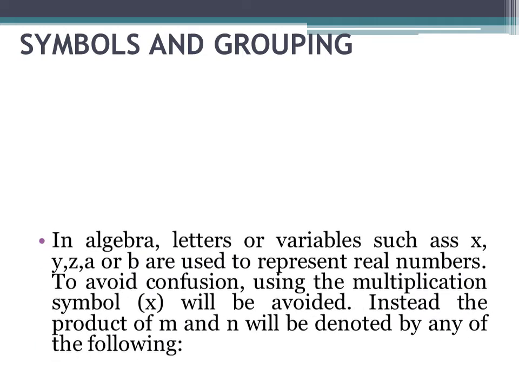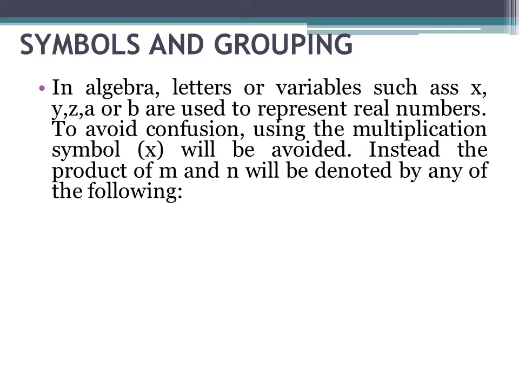Symbols and grouping. In algebra, letters or variables such as x, y, z, a, or b are used to represent real numbers. To avoid confusion, using the multiplication symbol x will be avoided. Instead, the product of m and n will be denoted by any of the following: simply m n, or m dot n, or m in parentheses followed by n in parentheses, or the parenthesis of m multiplied by n. You can have any of these four.